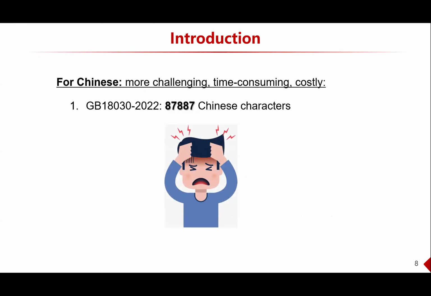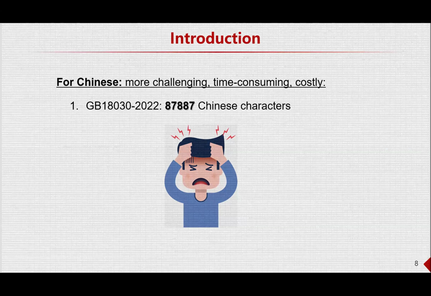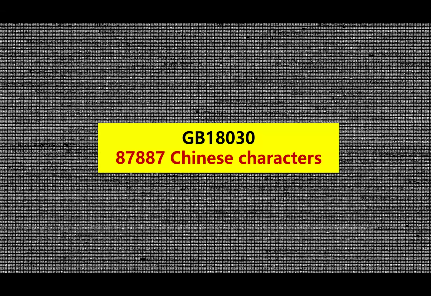But for Chinese, the task becomes tougher as the number of characters included in the font library increases. So let me take Chinese fonts as an example. The official character set GB 18030-2022 consists of 87,887 Chinese characters. So let me give you a brief example of how many Chinese characters there are in a Chinese font.